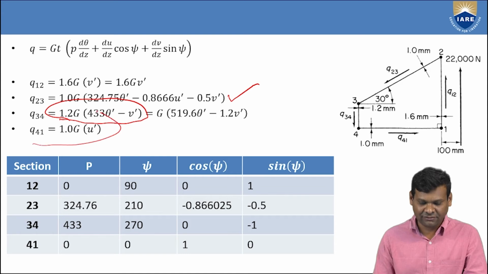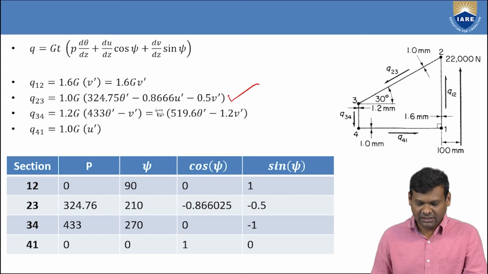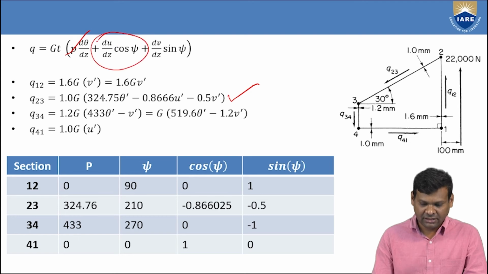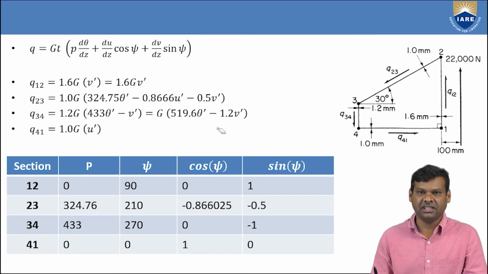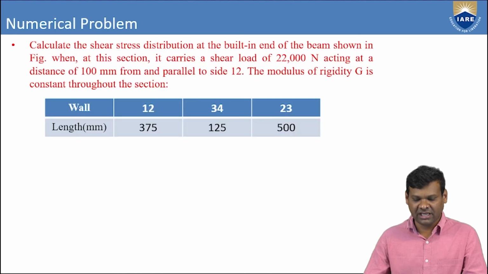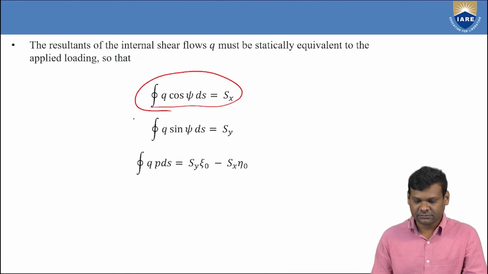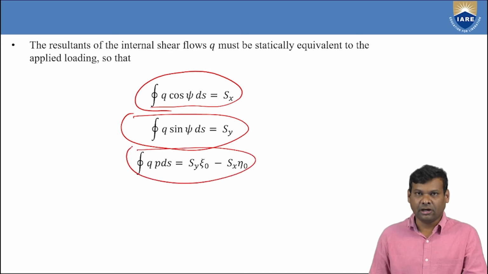And finally for Q41, P is 0 so this term is 0, and cos phi is 1 and sin phi is 0. Finally, what I get is Q41 equal to the thickness 1.0 G into u dash. This is the shear flow associated with the individual element. These are the three formulas. Now we need to have a force balance along the x-axis, y-axis and also the moment.